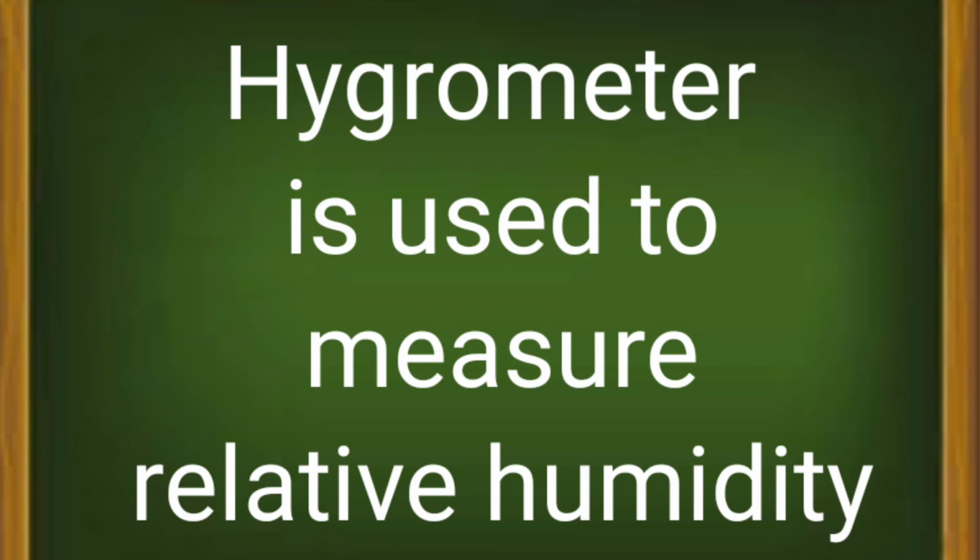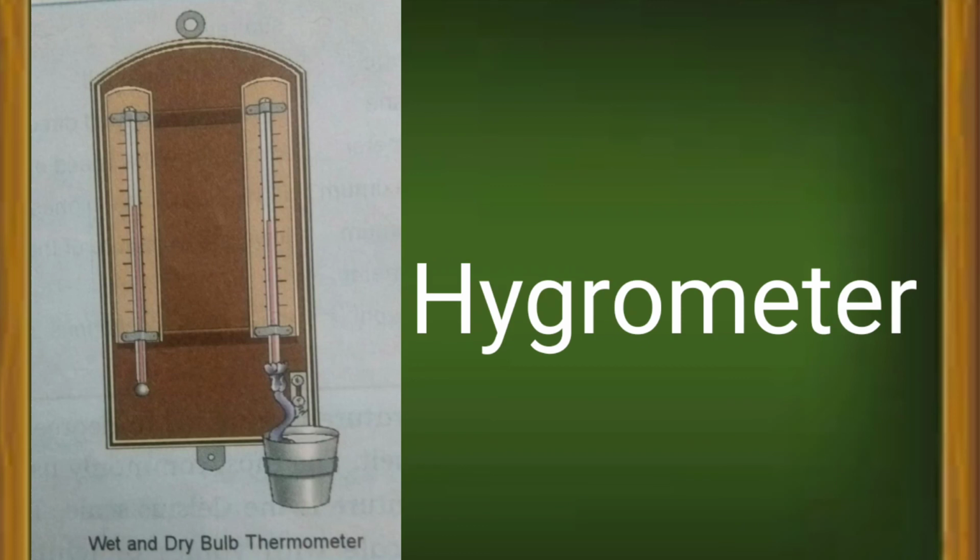The next instrument is the hygrometer. This is used for measuring relative humidity. It is expressed in percentage. A simple hygrometer is the wet and dry bulb thermometer. The dry bulb thermometer is kept in the dry air and measures the temperature. The bulb of the other, wet thermometer is kept humid or moist. Thus it measures the temperature of the humid air.